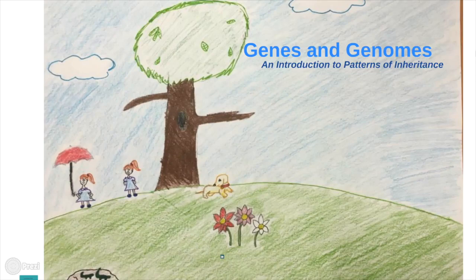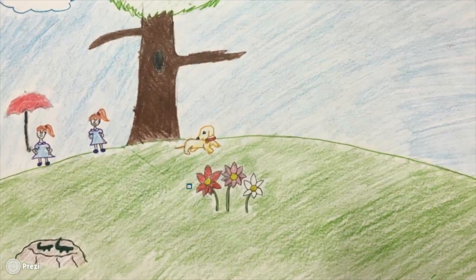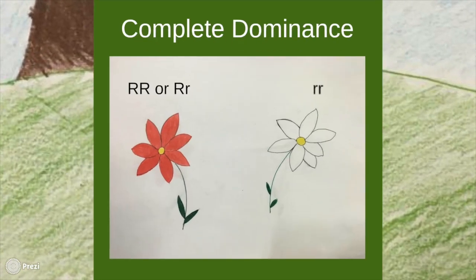Genes and Genomes, an introduction to patterns of inheritance. Complete and incomplete dominance are the most basic patterns of inheritance. Complete dominance is when the dominant allele is completely expressed while the recessive allele is not.